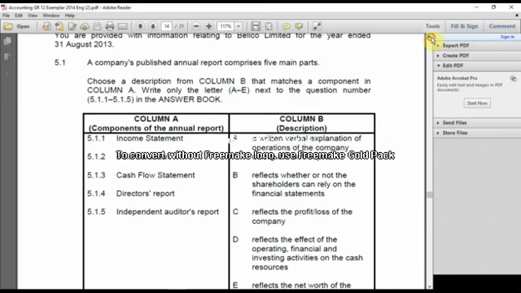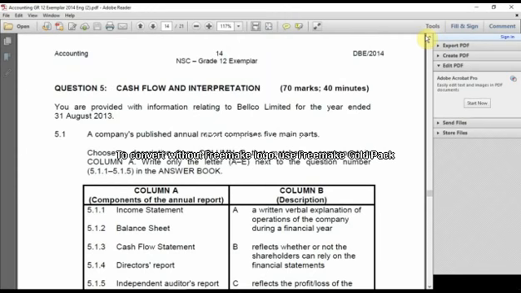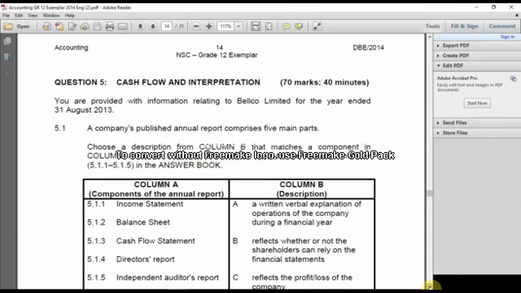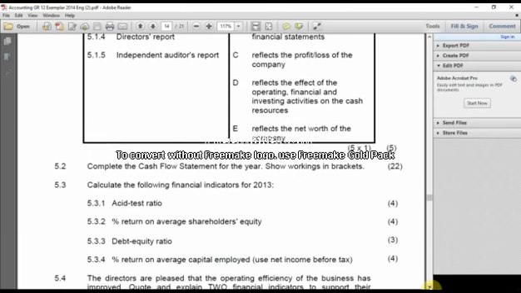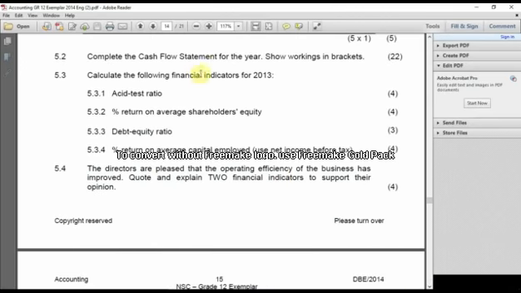Welcome to the Analysis and Interpretation section of Grade 12 Accounting. I'm going to use the Department of Basic Education Exemplar of 2014 to illustrate a few of the analysis and interpretation aspects. We are in particular going to look at question 5, and we are going to start our focus on question 5.3, where we have to calculate the following financial indicators for 2013.